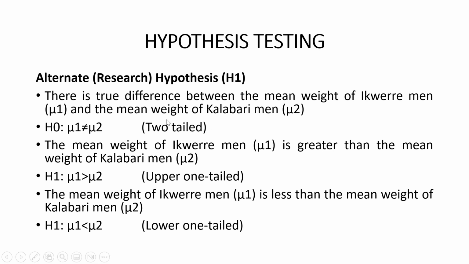Two-tailed test. What you mean by two-tailed is that it can go in either direction. You're not specific about whether the mean weight is more in Ikore men than in Kalabari men. You're not interested. Just let us know that there is a difference. Kalabari men may weigh more, Ikore men may weigh more. That's not what you're specifically after. You just want to identify whether there is a difference in the weight.